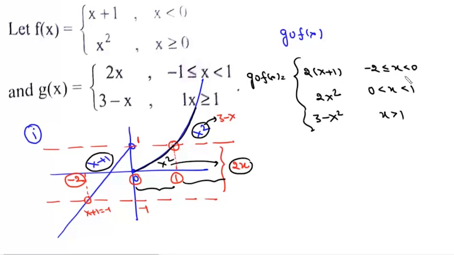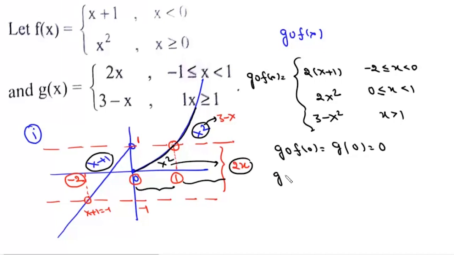Now we have a problem with equality signs. So we'll find g of f(0). Now f(0) is 0, so it'll be g(0), and g(0) is 2 into 0, which is 0. So we have to include this equality sign at the point where the definition of g of f(x) is 0. If we put 0 here, it will be 2x plus 1, and if we put 0 here, it will be 2x square. So we have to include 0 here.